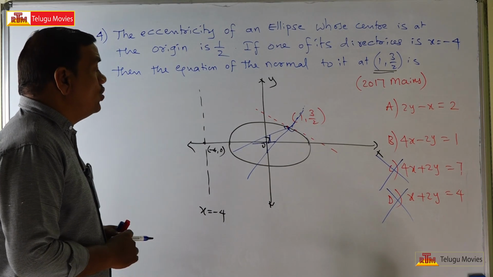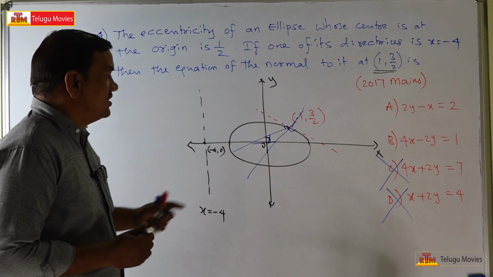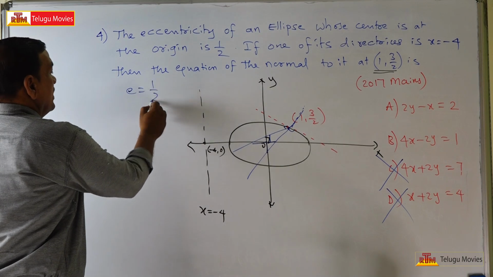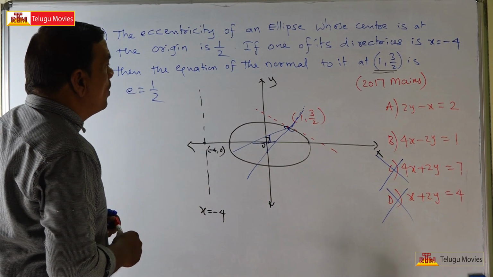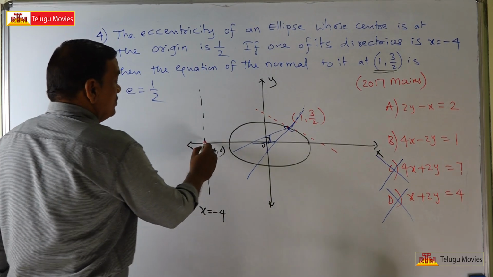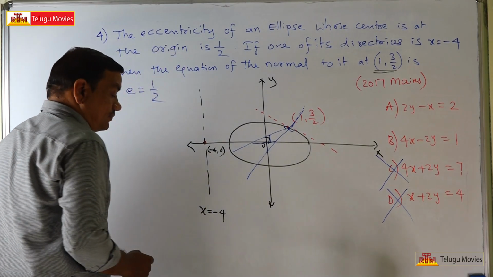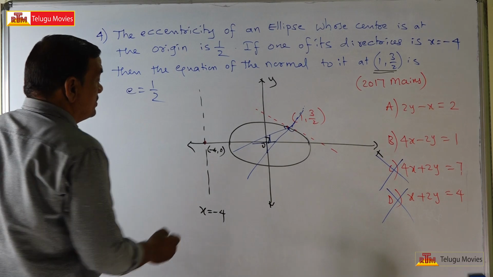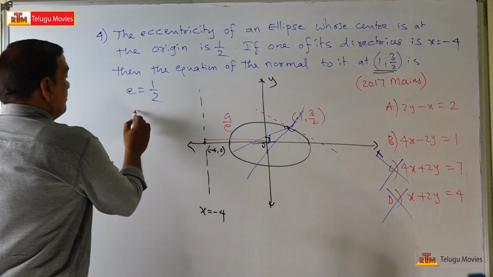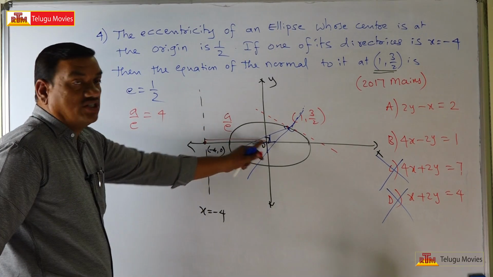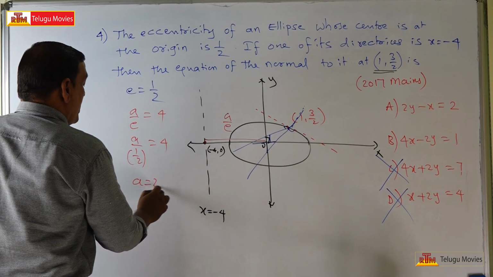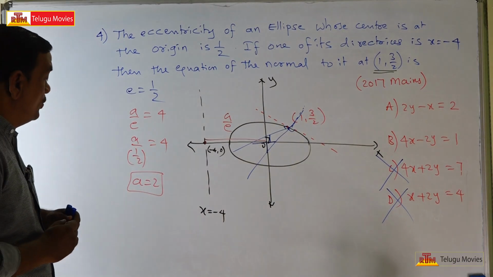Now, how to do the calculation part? Let us see it. First of all, the eccentricity is 1 by 2. One of the directrices is x equals minus 4. What is the distance from the center to the directrix? This is a by e. That means a by e is equal to 4 units, positive. So a by 1 by 2 is equal to 4. Therefore, a is equal to 2.